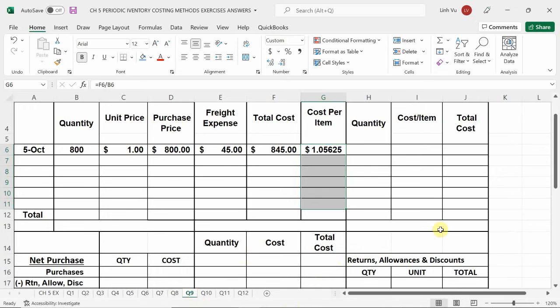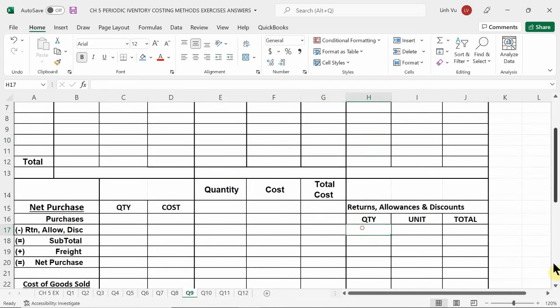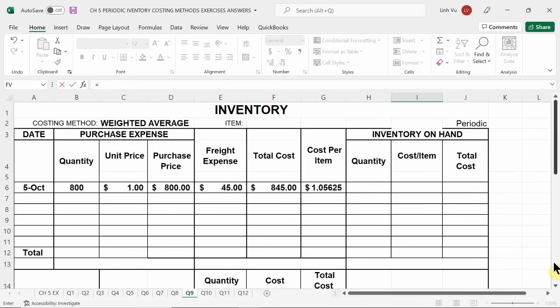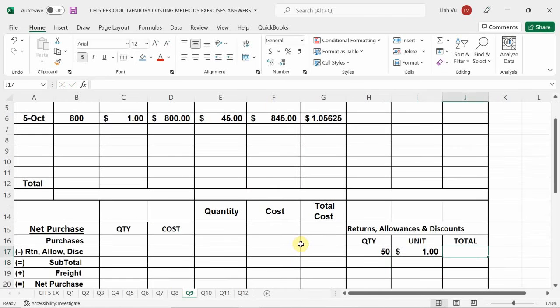We end up returning 50 of those broken toys. Since we only have one batch of inventory, how much did it cost me to buy this batch? It was $1 apiece, so you returned for a change of $50. Correct, that means our refund is going to be $50. So, again, let's just build that goods available table once again.